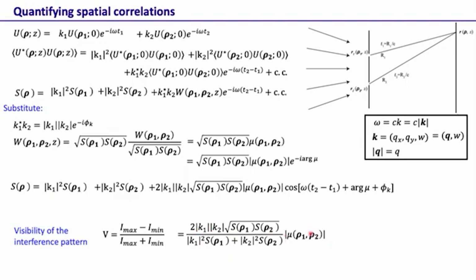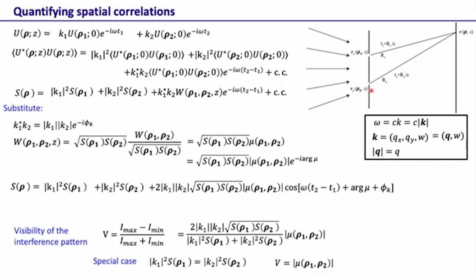So that's the visibility, and now we can see if the intensity is coming from these two arms, that means k1 squared s rho 1 and k2 squared s rho 2. That's a special case if these two are equal. That means there's an equal intensity coming from this hole and this hole, then we find that the visibility is simply equal to the degree of coherence. So if you make sure that the intensities coming from these two holes are equal, then whatever fringe visibility we see here, that is actually the degree of coherence between the field vibration at this point and at that point.